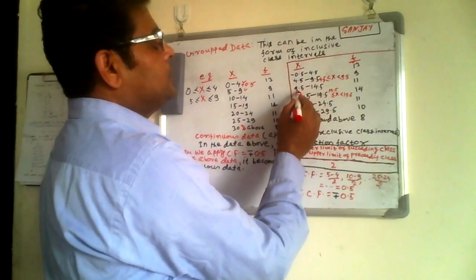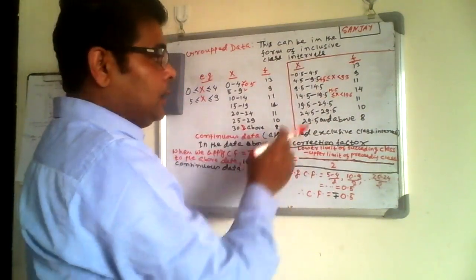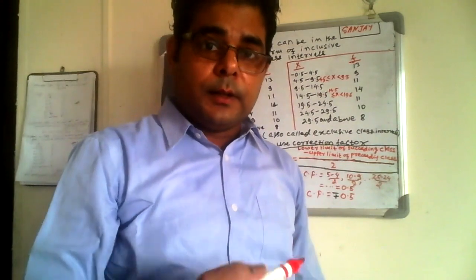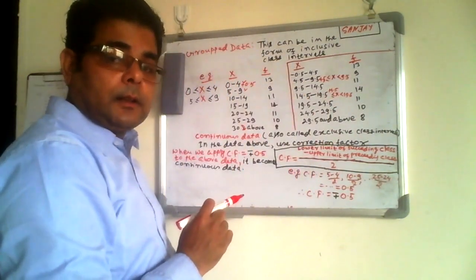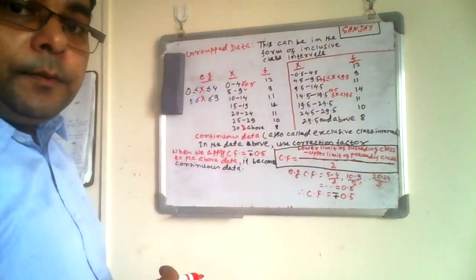In another class, it starts from 9.5 and so on like this. So here in this case, there is a connection between one class interval to another class interval. This is the reason why this is called the continuous class interval, and it also comes under the quantitative data.